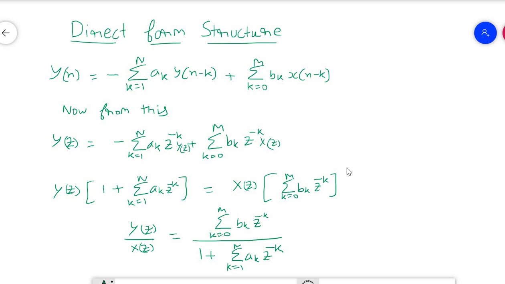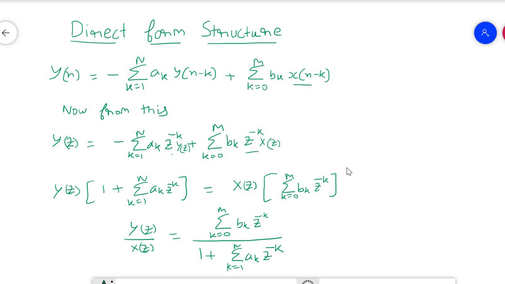y(n) is equal to minus summation k=1 to N a_k y(n minus k) plus summation k=0 to M b_k x(n minus k). Now, from this equation, I take the z-transform. This y(n) is converted into Y(z). This y(n minus k), by the shifting property, converts into Y(z) z^-k, plus the same for the second term, summation k=0 to M b_k. This x(n minus k) changes into X(z) z^-k.